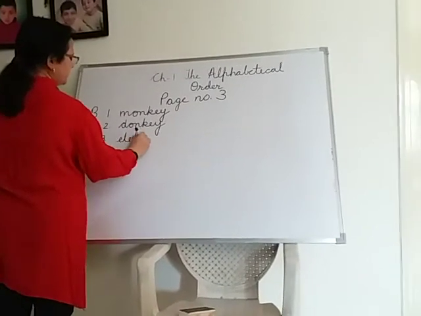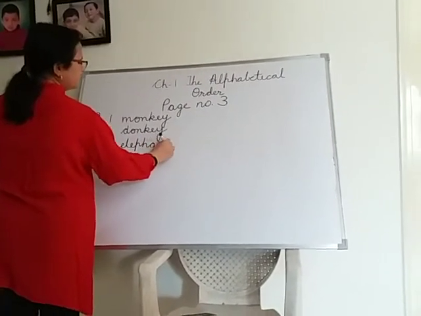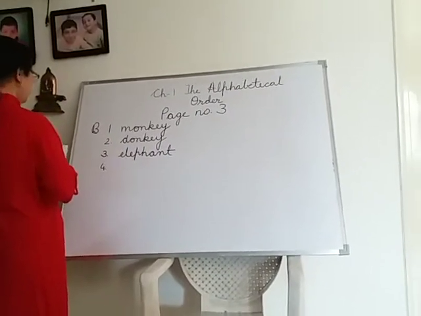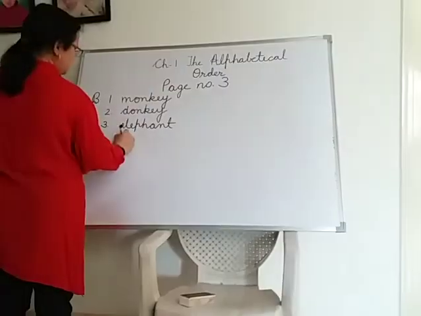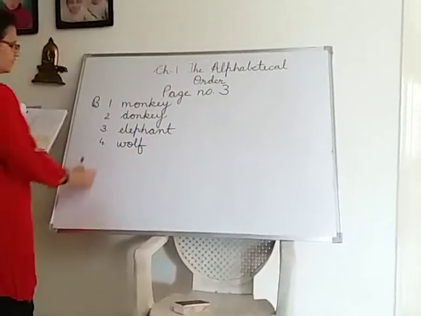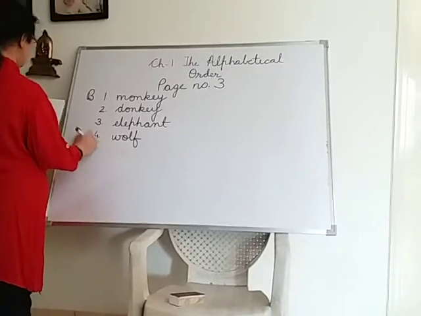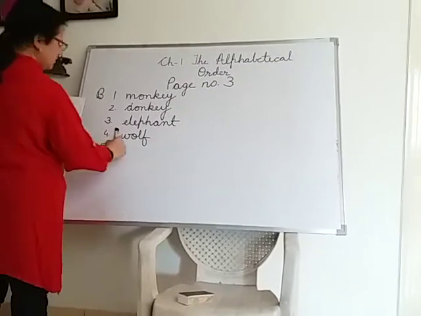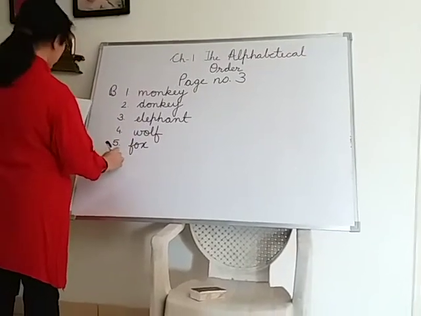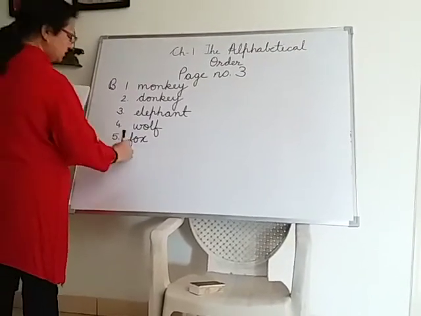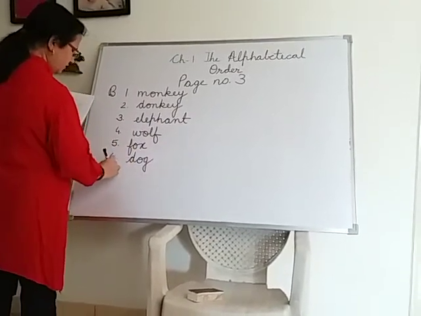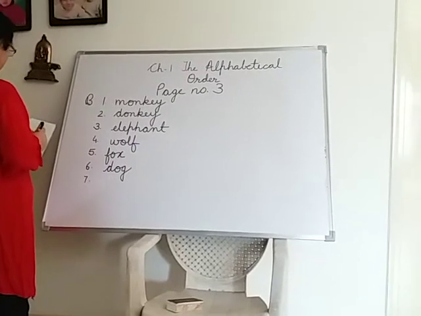Next is elephant. E-L-E-P-H-A-N-T, elephant. Now number 4 is a very easy word. It is wolf. W-O-L-F, wolf. Next, number 5 is, again, an easy one, F-O-X, fox. Number 6 is dog. D-O-G, dog. Next, tiger.